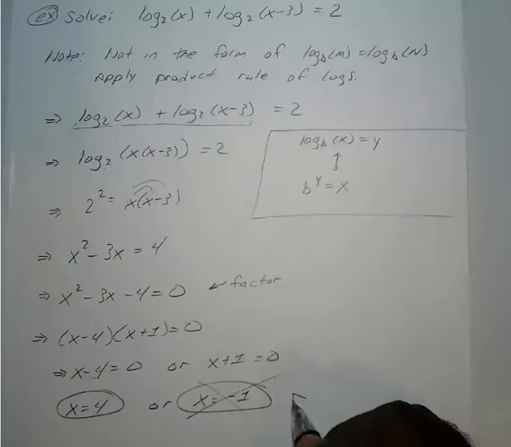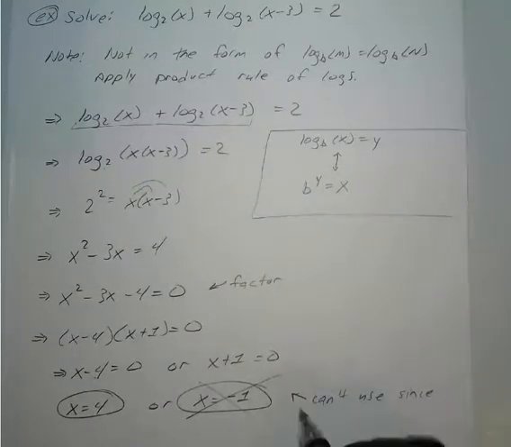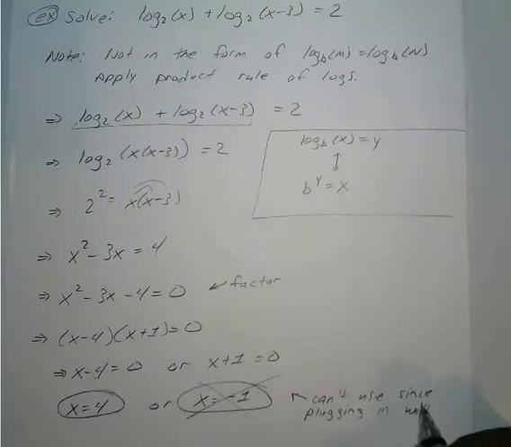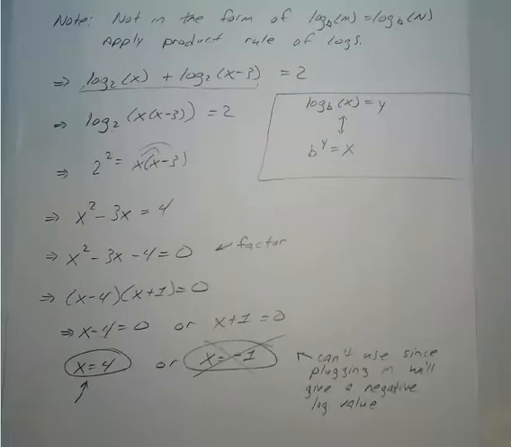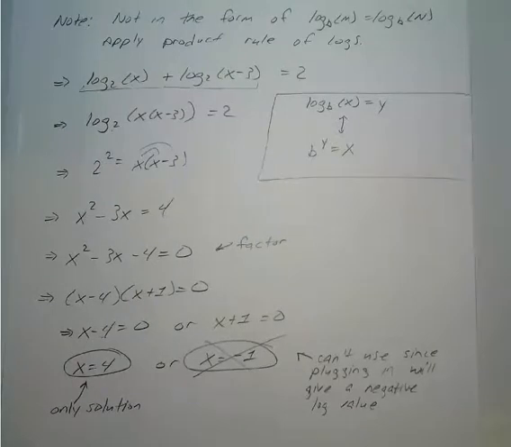Okay, so you can't use negative 1 since plugging in will give a negative log value. Okay, so x equals 4 is actually your only solution. Okay, so that's why that double checking is very important.